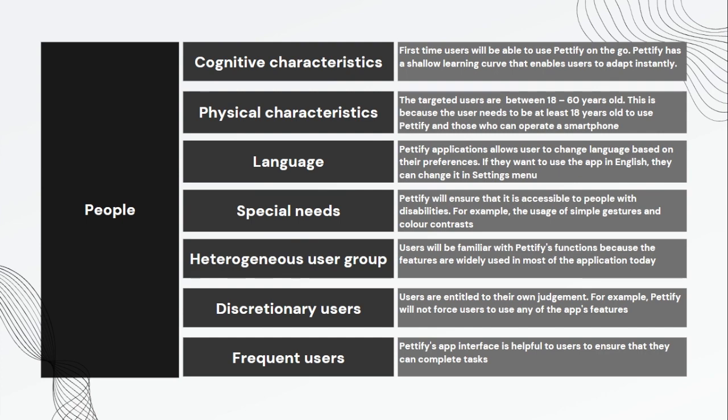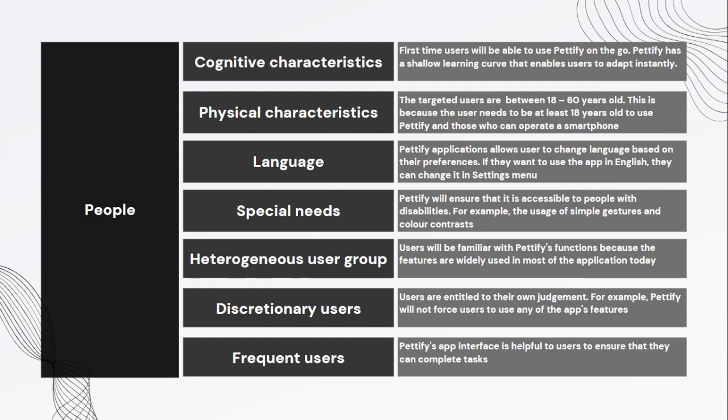The fourth feature is the special needs. Pettify will ensure that it is accessible to people with disabilities. For example, the usage of simple gestures and color contrast will be implemented in this app for those who might find Pettify a little bit complex, but that will not be the case because Pettify will only use simple gestures and color contrast for those with color blindness.